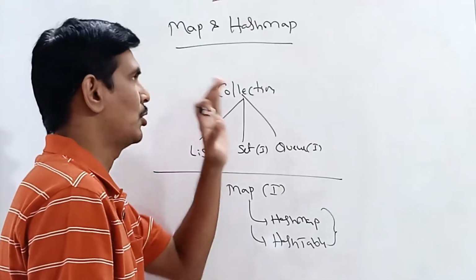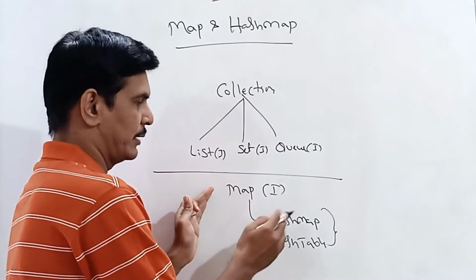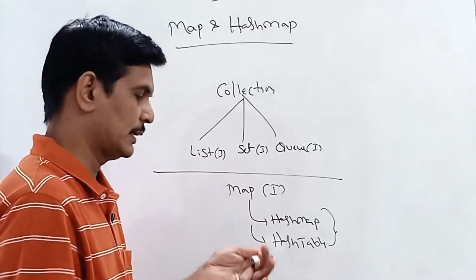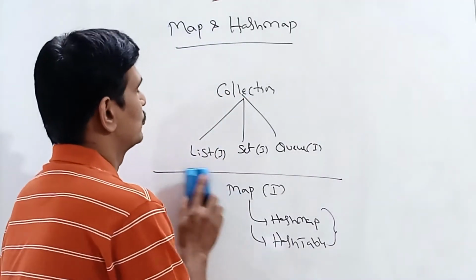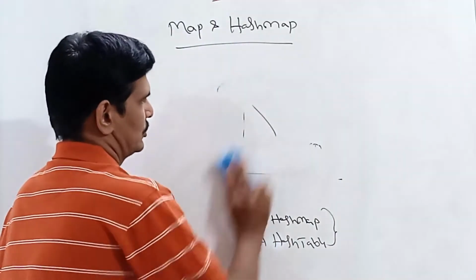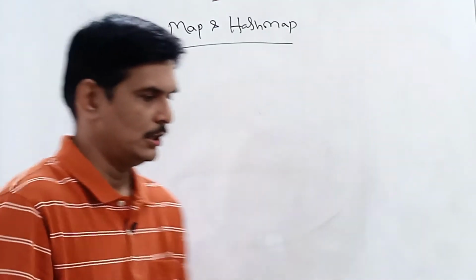So Map is not a child interface of Collection. Remember this. The Map interface is implemented by the HashMap and Hashtable classes. Now we will see when exactly we need to go for the Map interface. Let us discuss a few important points about Map, and then we will move on to HashMap.